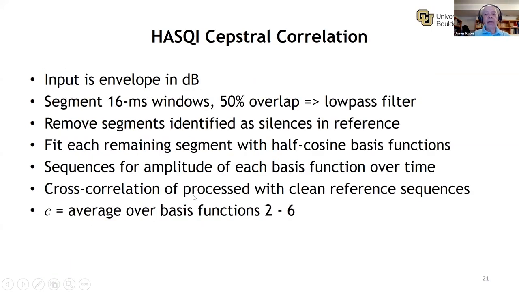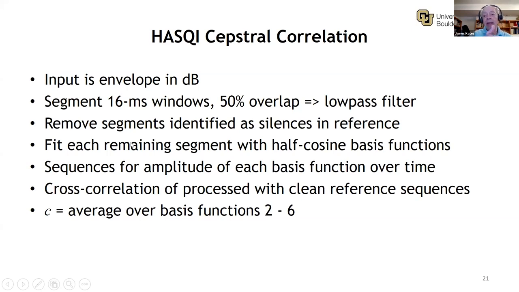So with intelligibility, we were using an envelope modulation filter bank. For quality, we're using a simpler approach. We're just low-pass filtering the envelope modulation. So we're using a sliding 16 millisecond window. So that gives us a low-pass filter. Again, we remove the silences, and then the remaining segments we fit with the same half cosine basis functions, those mel frequency cepstral coefficients that we use for the intelligibility metric.